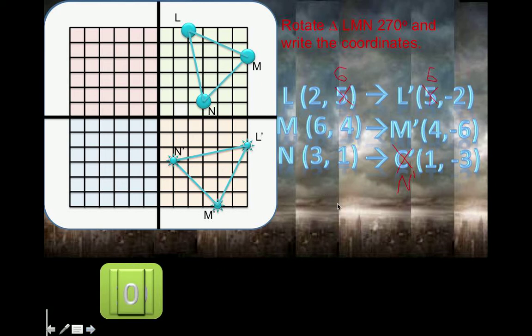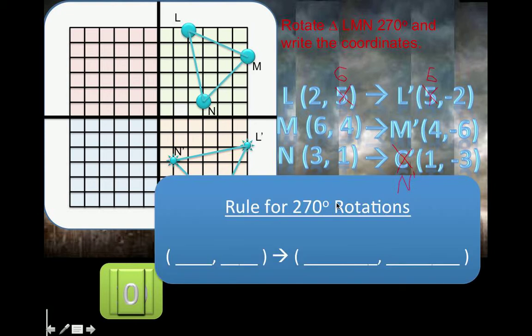Alright, so looking at this rule here, we're looking for a rule for a 270-degree rotation. We go from 2, 6 to 6, negative 2. We go from 6, 4 to 4, negative 6. And we go from 3, 1 to 1, negative 3. So we're starting with our x and our y values. And again, you'll notice the 2 and the 6 switch places. The 6 and the 4 switch places. The 3 and the 1 switch places. So we're going to switch their places. And that second one is going to switch its sign. So it's going to go from x, y to y, negative x.